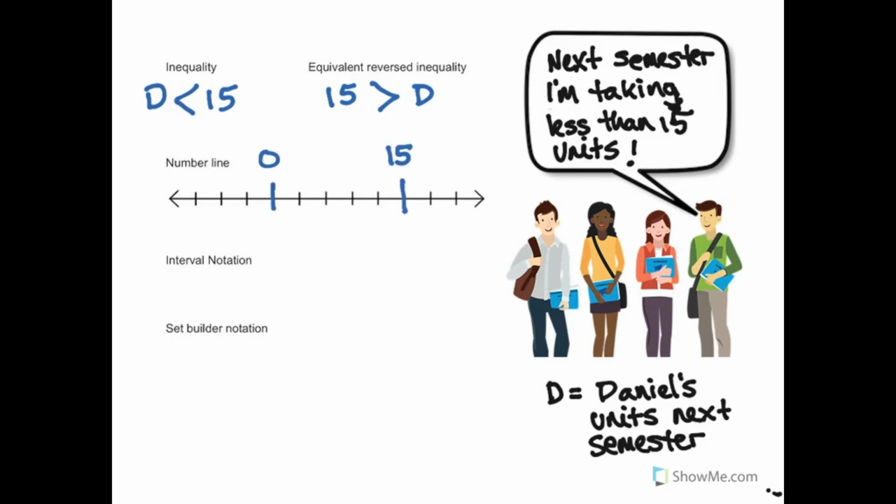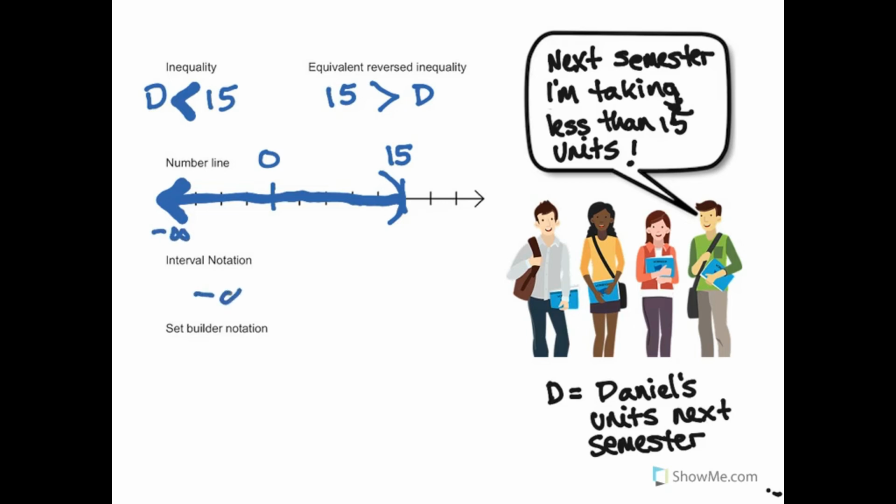On the number line, we're going to shade the part of the number line that makes the inequality true. This time it's numbers below 15, so we're going in the opposite direction. Notice that this and this match. The two arrows match. Since 15 is not included in this interval, we're going to show that with the parenthesis, only it's going the other direction. Now this arrow is called minus infinity.